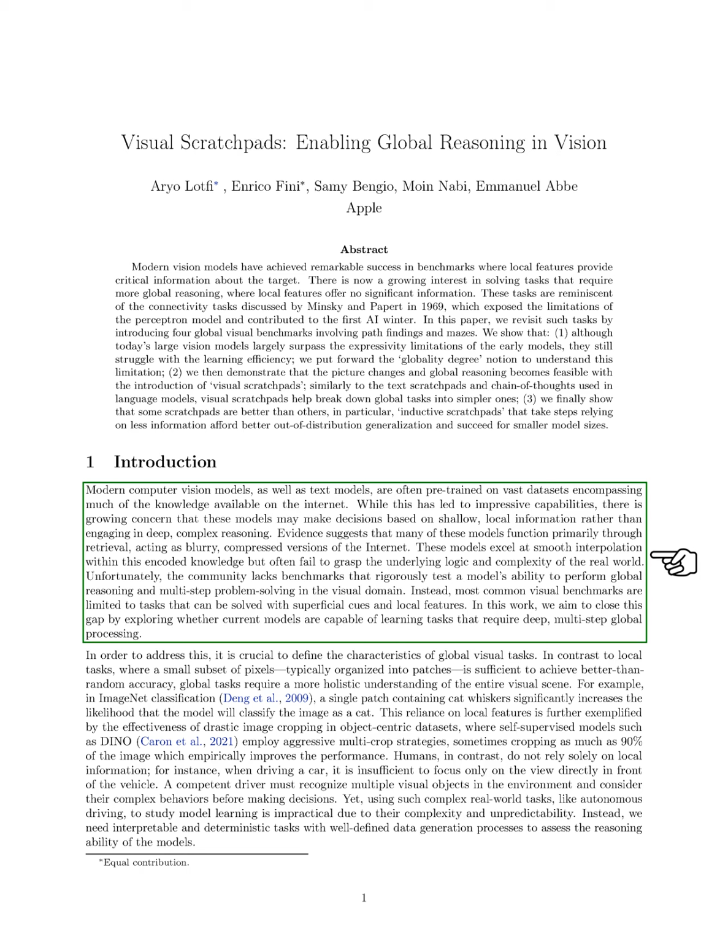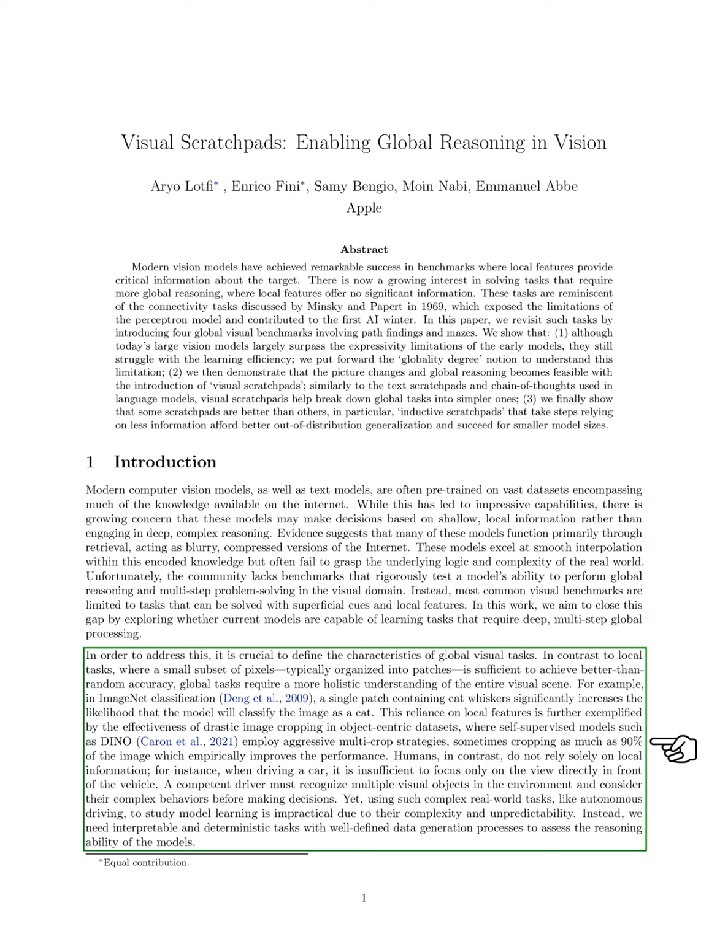Currently, there are no rigorous benchmarks to evaluate a model's ability to perform global reasoning and multi-step problem-solving in visual tasks. Most existing visual benchmarks focus on tasks solvable with superficial cues and local features. Our goal is to address this gap by investigating whether current models can learn tasks that require deep, multi-step global processing. To do this, we need to define what global visual tasks entail.